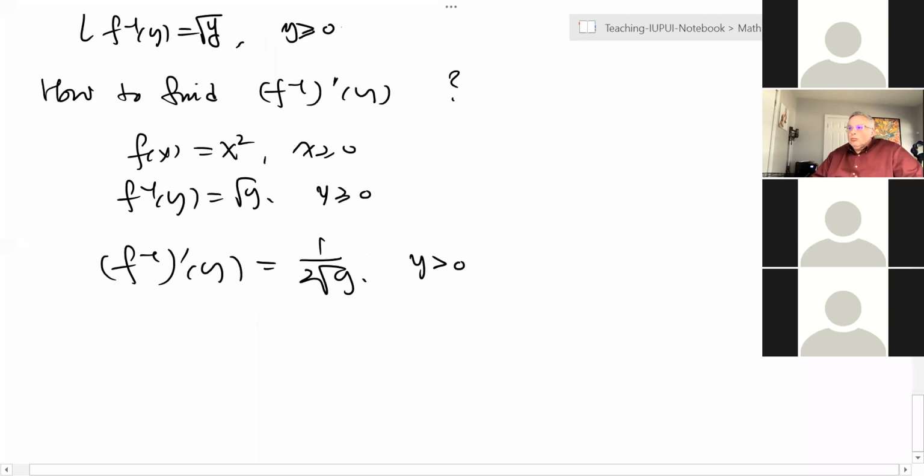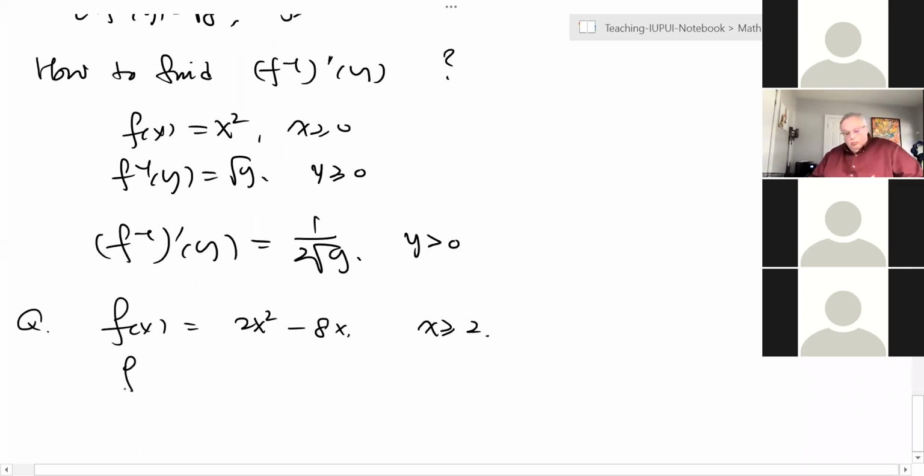All right, now let's take a look at the next problem. Given f of x equals 2x minus 8x, x is greater than or equal to, right? Find the inverse, if it exists, and the derivative of the inverse at 0.